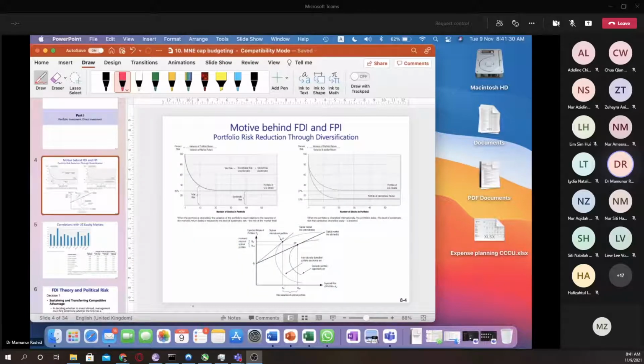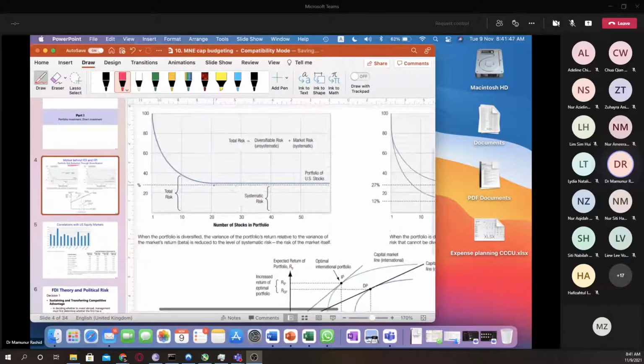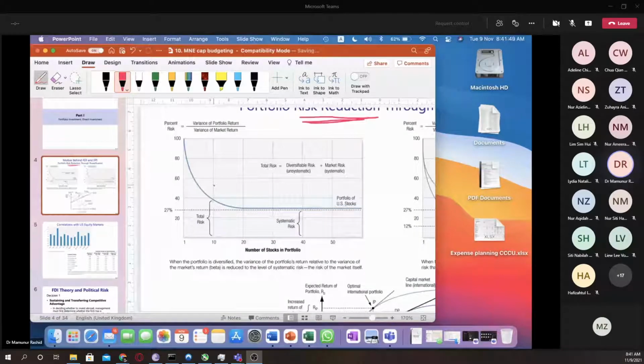Let's start with a very basic discussion on portfolio theory. Portfolio risk reduction. Our intention is to look into risk reduction through diversification. Let me maximize this part. See one by one chart. Okay, chart number 1 at the left top corner.